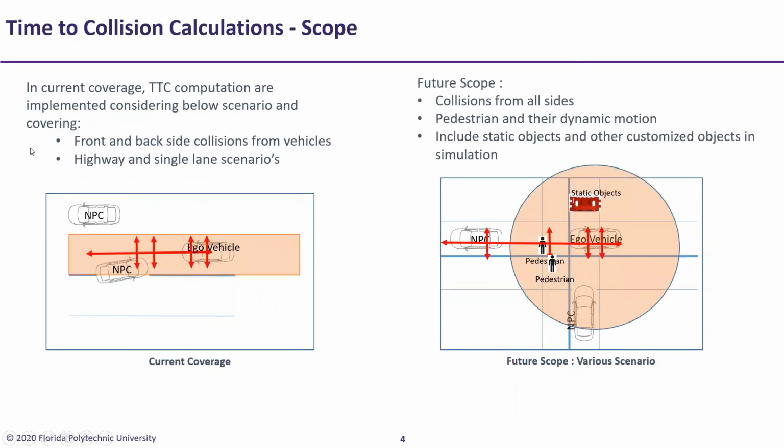Let's talk about some scope. Currently we have written scenarios for highways considering front and rear collisions. In future we are considering collisions from all directions, with static objects and all types of dynamic objects. We are also planning to consider human motion for future releases. Now let's run one video and run one scenario.